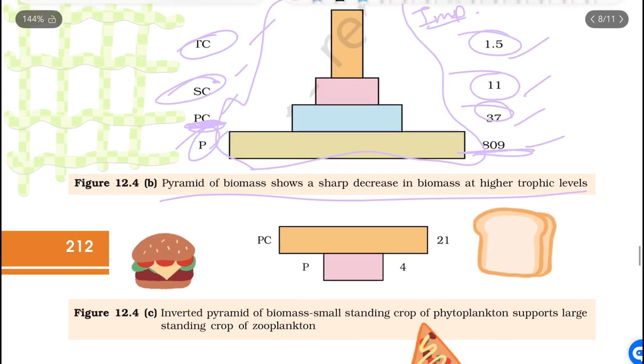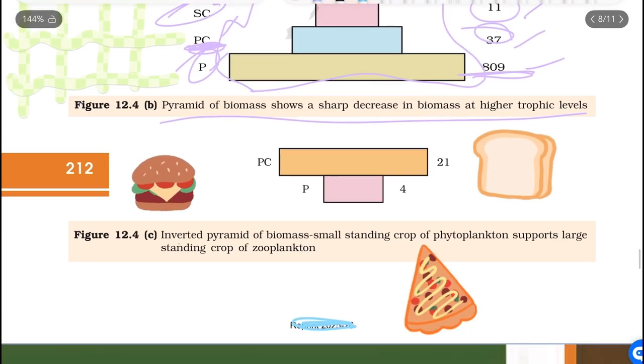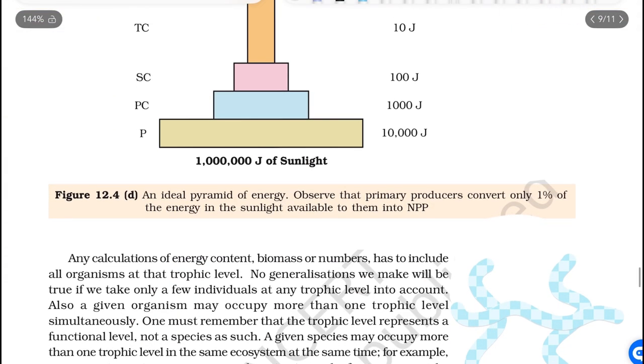Then it is an inverted pyramid of biomass: a small standing crop of phytoplankton supports a large standing crop of zooplankton. Here producers are 4 and primary consumers are 21. Then it is an ideal pyramid of energy, where 10% goes to the higher trophic level.